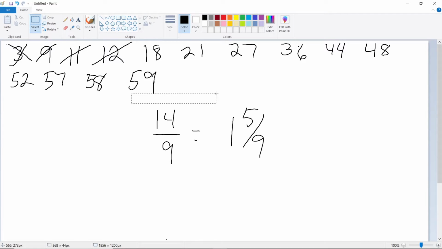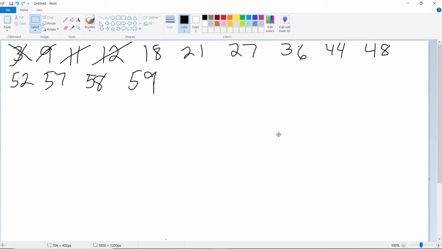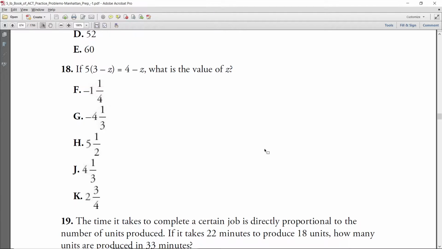And again, you could always do it as decimals all the way through, and then if the answer choices are in fraction format, turn the fractions into decimals to see which one was correct.